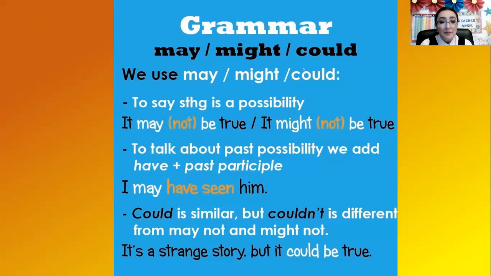Debería haberlo visto. Could is going to be similar, but couldn't has a different form from may not and might not, okay? Could is similar, but couldn't is different from may not and might not. Ese couldn't ya no entra en los negativos junto con may or might. It is a strange story, but it could be true. Excellent.